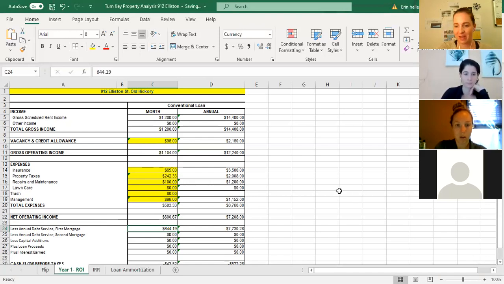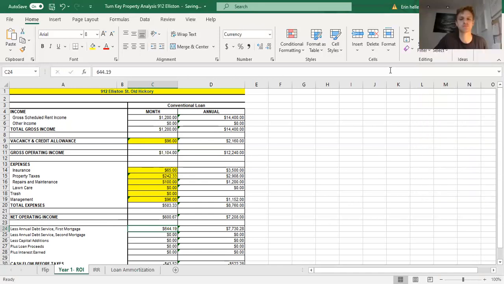Maybe you can figure out how to bring in more income, maybe up that rent. Yeah, so that's right. So repairs, that's what we're going to look at next.